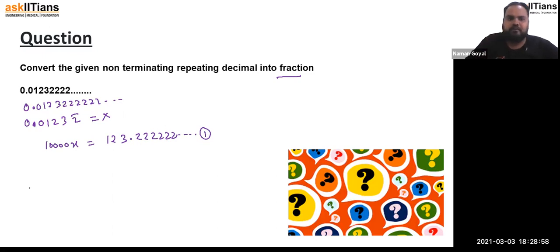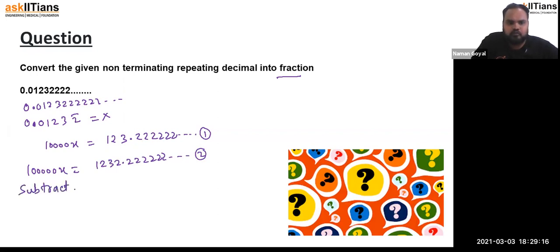अब देखो एक पे बार है, then we have to multiply it by 10 more, right? So how many zeros? 4 zeros तो पहले थे, 5 zeros, right? Like this. So it will be 1232.22222 equation second, right? Now next is subtract equation first from equation second. Listen what we get. How much it is? 1 lakh minus 10,000, 90,000.